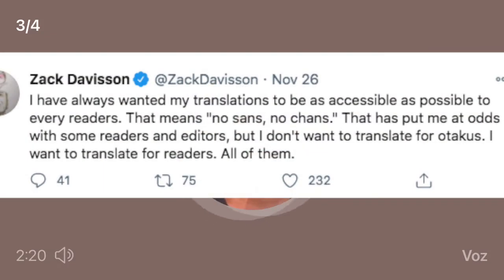I always wanted my translations to be as accessible as possible to every reader. That means no songs, no chants. That put me at odds with some readers and editors, but I don't want to translate it for otakus. I want to translate for all readers, all of them.